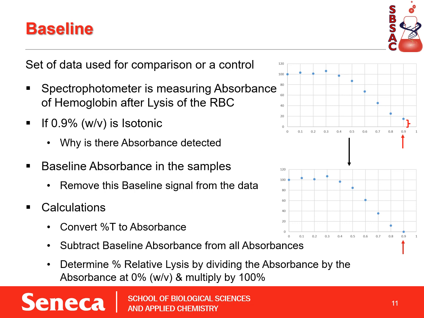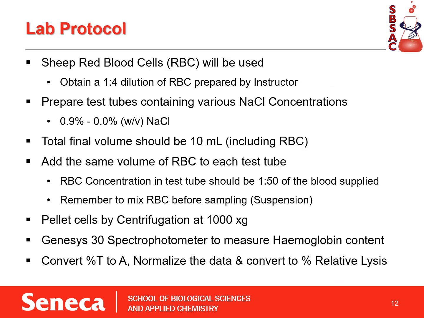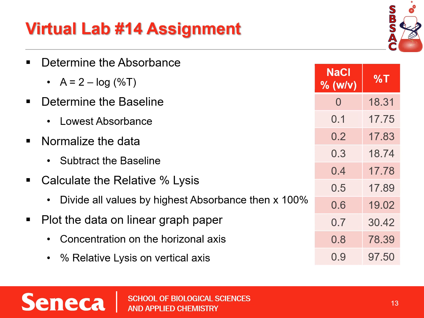Okay, so on the next page, on this slide, you are given a set of data. This is the same data that's in the assignment document. This is the absorbance of all of the different tubes that contain red blood cells in different concentrations of salt, okay? We are going to measure their percent transmittance on the spectrophotometer, and the results are all written here.